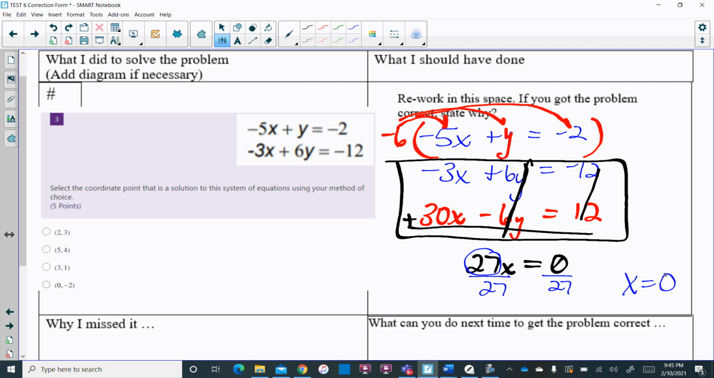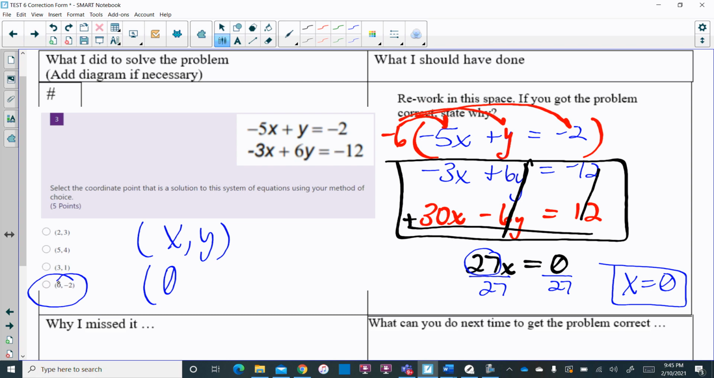Any number, 0 divided by any number is 0. Okay, so this was 0 as my x coordinate. Our answers are always in the form of x and y. So I need this first number to be 0, and this was the only one that had it as such.